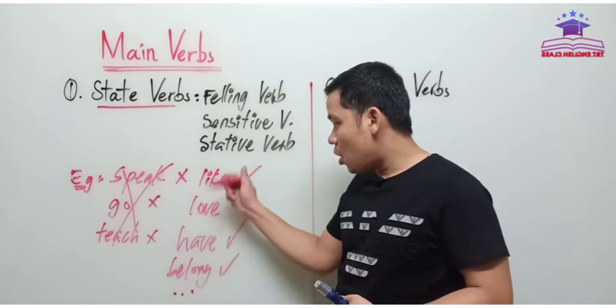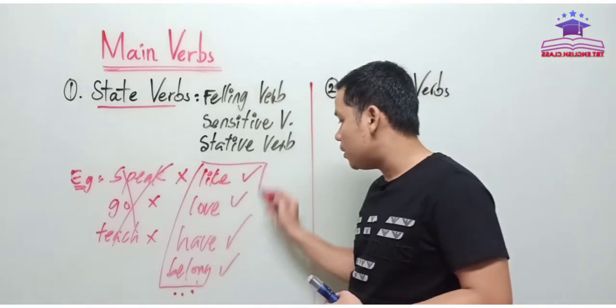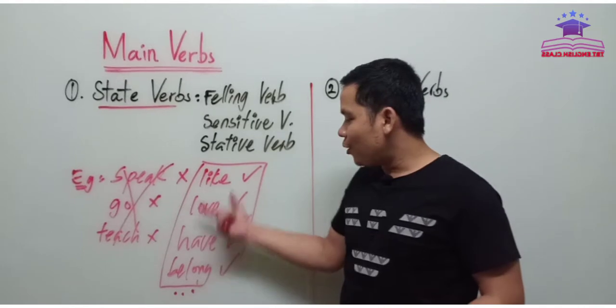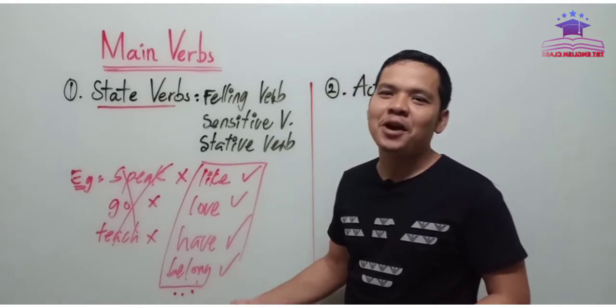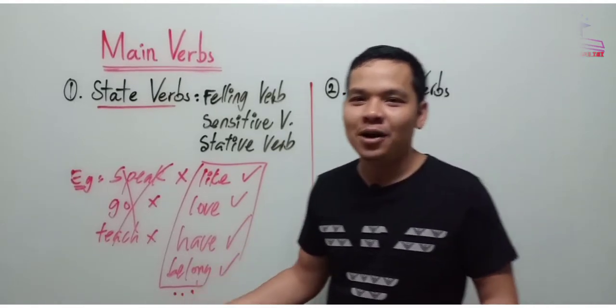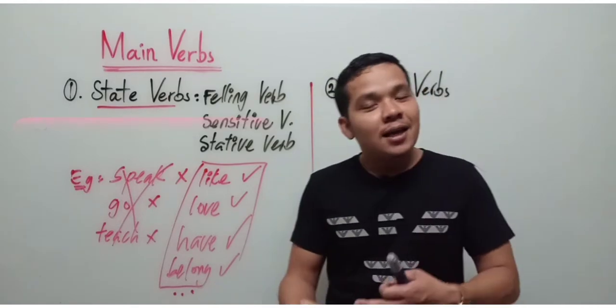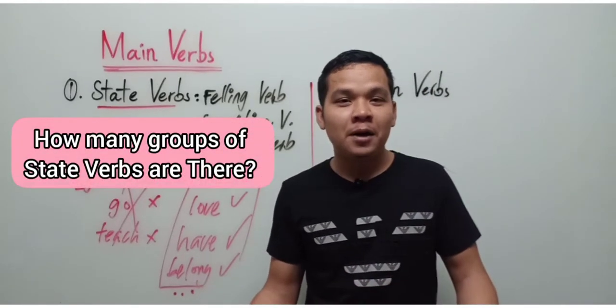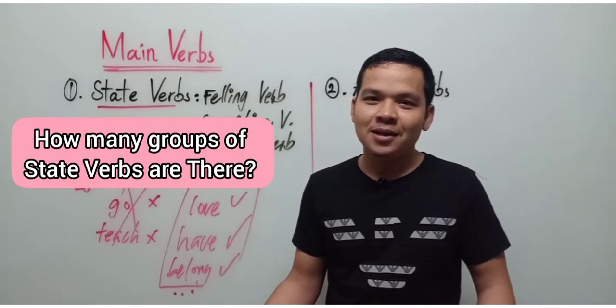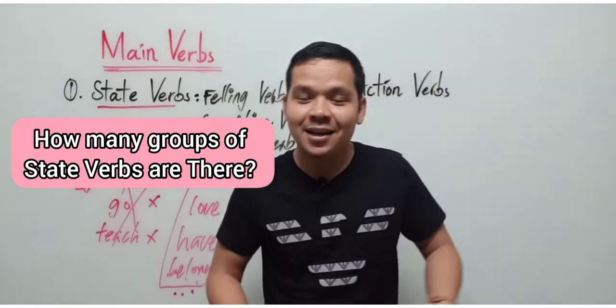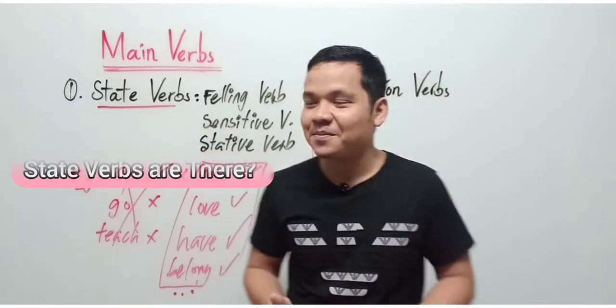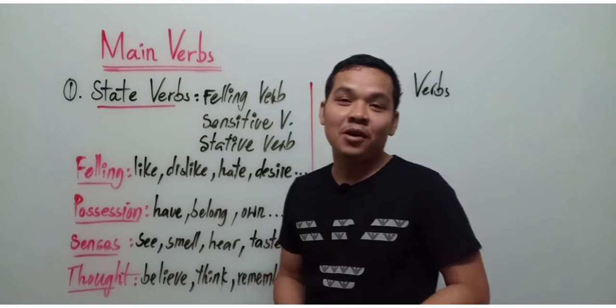So all of this that talks about state verbs, you know, not only the 4 verbs that you see on the whiteboard, we have a lot, okay, we have a lot, and they are also divided into groups of state verbs. You know how many groups of state verbs I'm going to show you today? Let you see. Okay, let's move on.